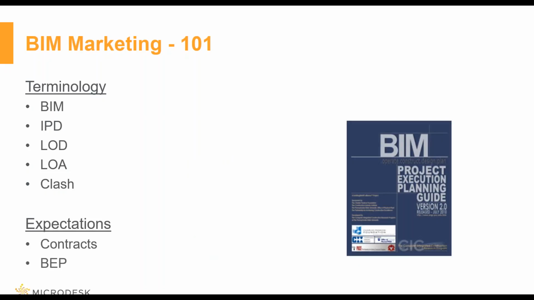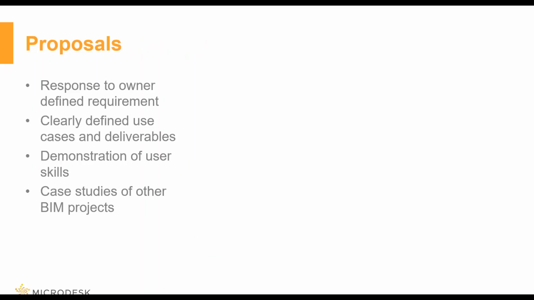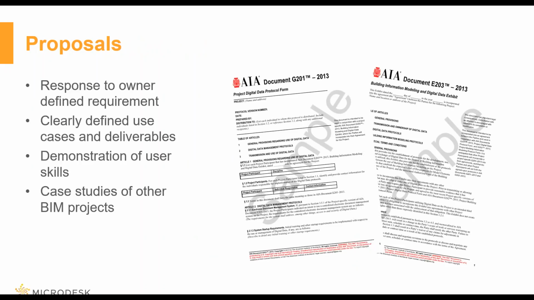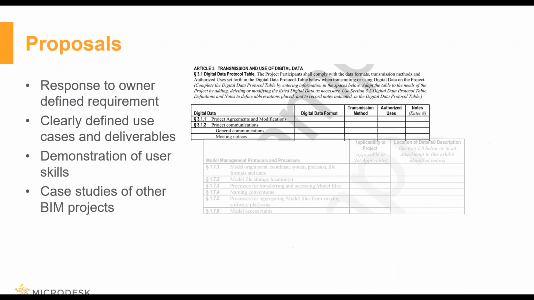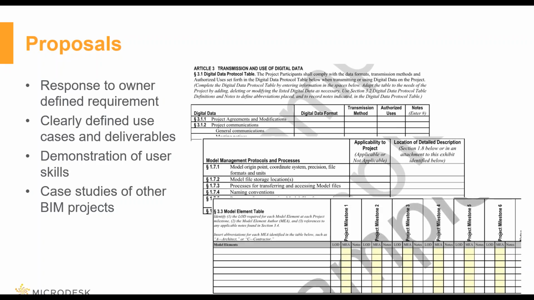And then when we get past that, we start looking at how do we manage all those different expectations. If I say I want a clash-free model, what actually lays out what that means? And that would be our contracts or BIM execution plans. Now, for some of these, we're going to be looking at our proposals. Those are typically going to be the response to an owner. AIA has different documents that focus specifically on this. And the goal here is to clearly define what it is that we're giving.